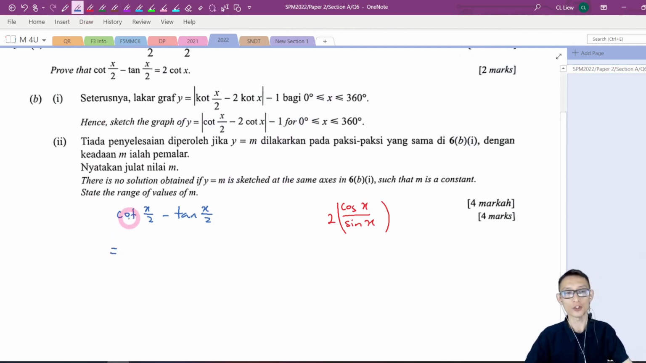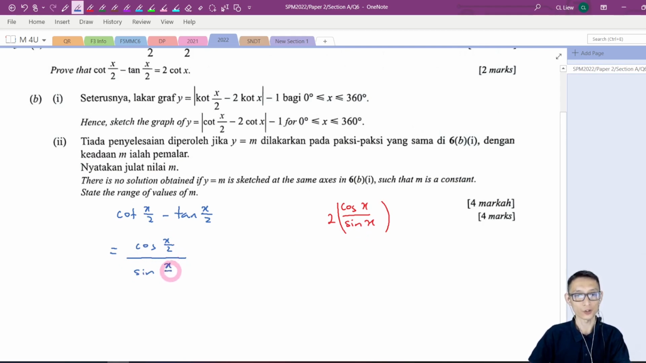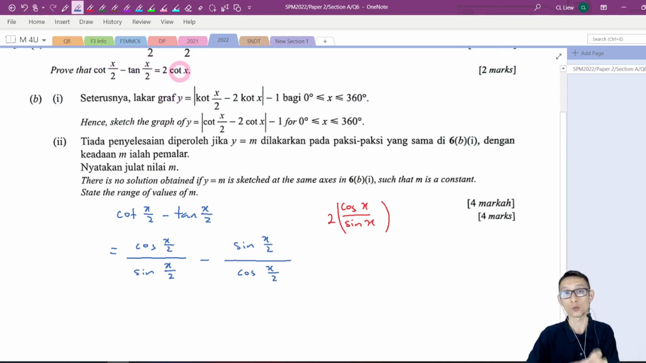Now this is cotangent, so this is cos over sine. Cosine x over 2 over sine x over 2, minus tangent, this is sine over cos, sine x over 2 over cosine x over 2. Now I notice that we have 2 terms here, and this is 1 term. So definitely I need to combine these 2 terms together, become 1 term, right?